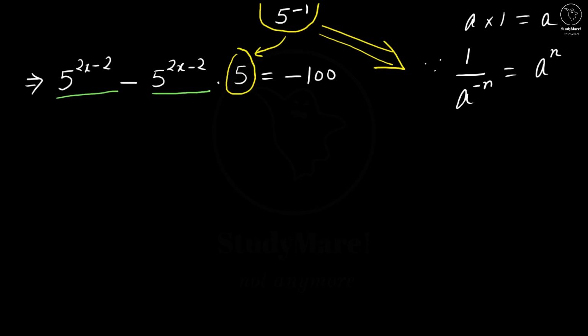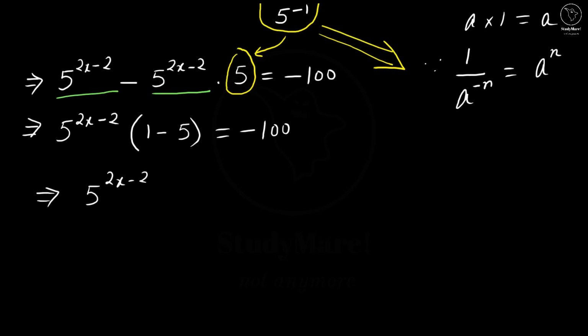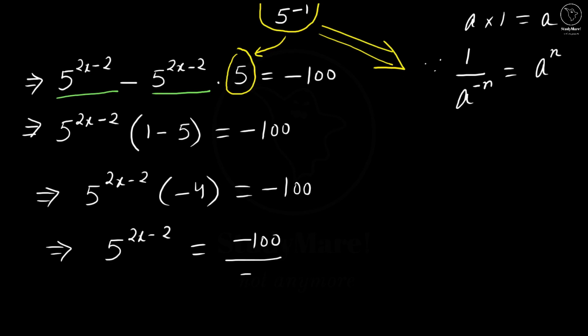Taking 5 to the power of 2x minus 2 as common, we get 5 to the power 2x minus 2 into 1 minus 5, which equals minus 100, which gives 5 to the power 2x minus 2 into minus 4 equals minus 100, so 5 to the power 2x minus 2 is equal to minus 100 by minus 4. Minus cancels out minus, and 4 cancels out 100 by 25.